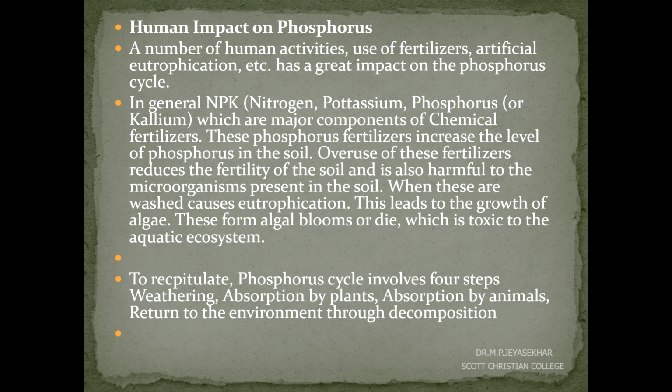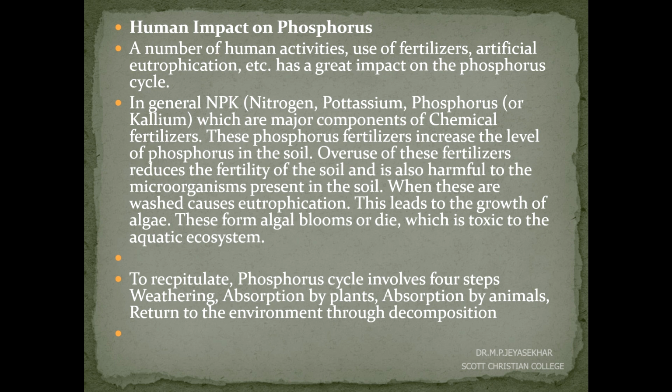Human impact on phosphorus: a number of human activities, such as the use of fertilizers and artificial eutrophication, have a great impact on the phosphorus cycle. In general, NPK, nitrogen, phosphorus, potassium, are the major components of chemical fertilizers. These phosphorus fertilizers increase the level of phosphorus in the soil. Overuse of these fertilizers reduces the fertility of the soil, and this is also harmful to the microorganisms present in the soil.